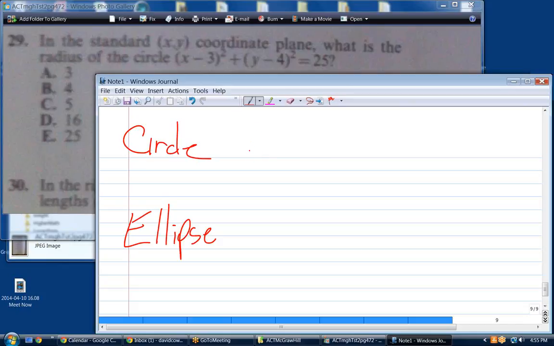What is the general equation for a circle? And the only way to do this is to memorize it. For the area? No. The general equation for a circle. Not for the area, not for the circumference, but the function that is a circle. Plus what?